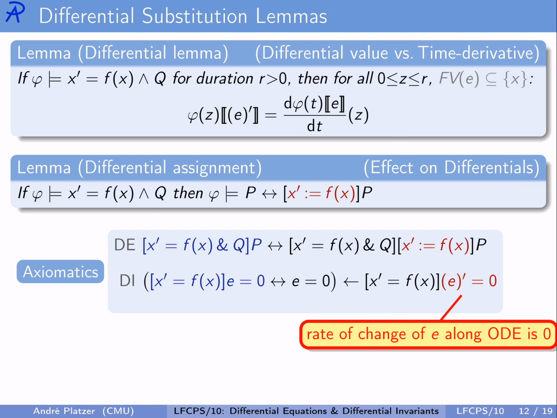Where you should read intuitively in this axiom the differential of e, the e prime, as the rate of change of e along the differential equation. And if that's 0, it's 0 all the time, if and only if it started at 0.